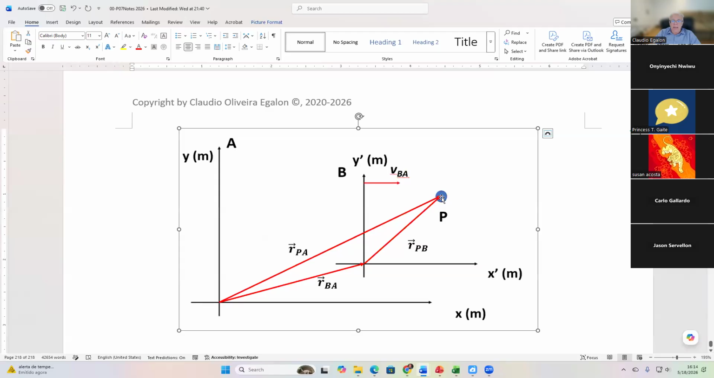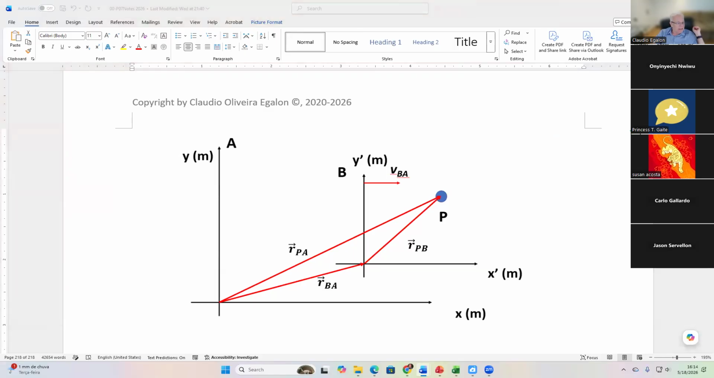Vector position of P with respect to referential A goes from the origin of A to point P. And vector position of point P with respect to referential B goes from the origin of B to point P. And then we have this other vector position here, that is the vector position of referential B with respect to A, which is the vector that connects the origin of A to the origin of B.